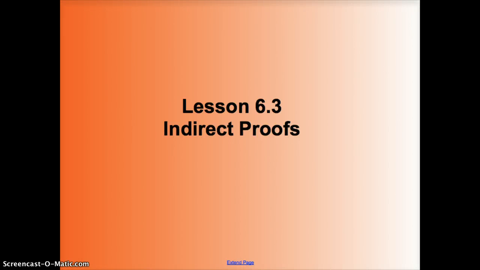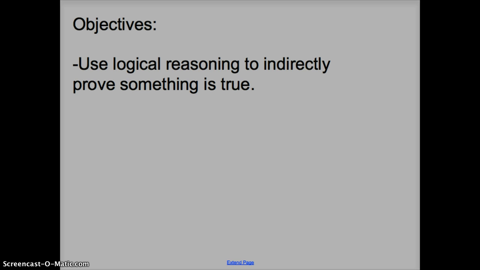Today's lesson 6.3 is on indirect proofs. Normally we do direct proofs, and direct proofs are two-column proofs that use definitions and theorems and postulates and corollaries, and everything that you have is a logical step to the next one. In indirect proofs, we still use logical reasoning, only it's an indirect way of showing something could possibly be true.